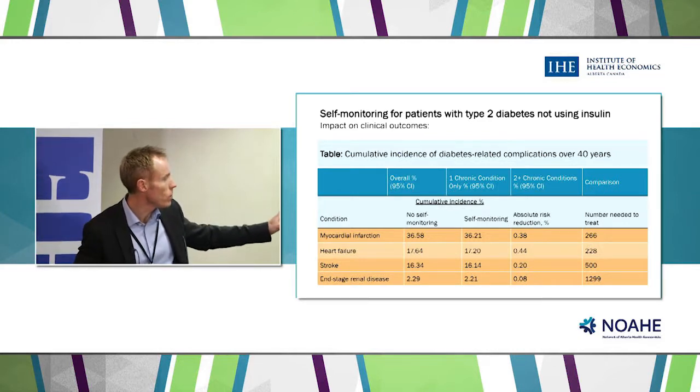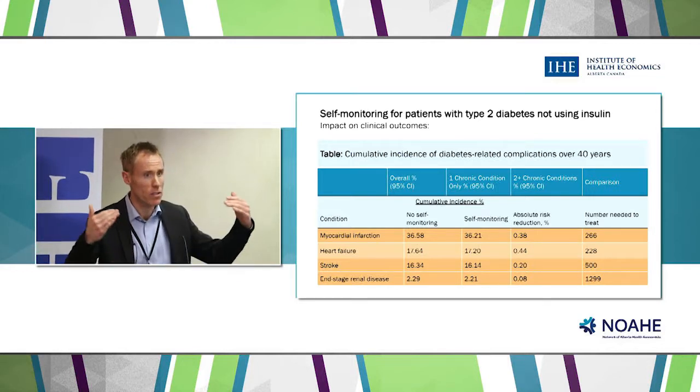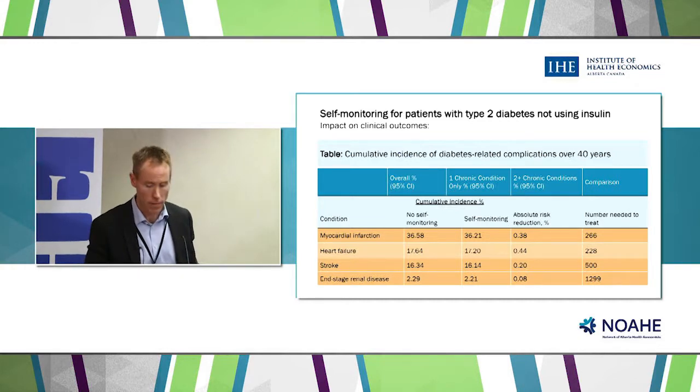And when we use the other metric, the numbers needed to treat, often we think of things as being important when the number needed to treat is certainly less than 100, and all of these are significantly higher than that.